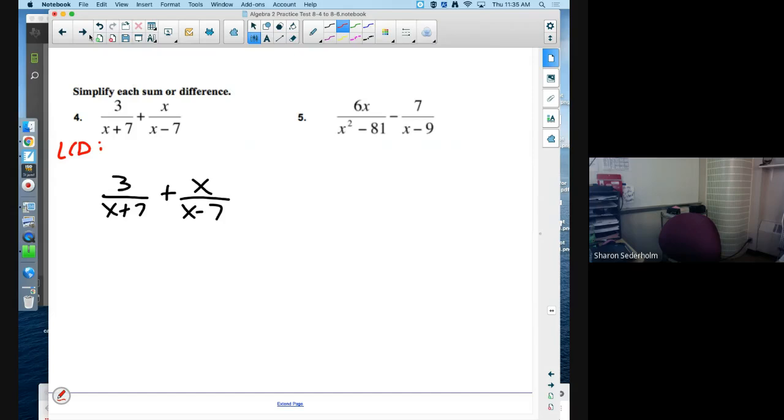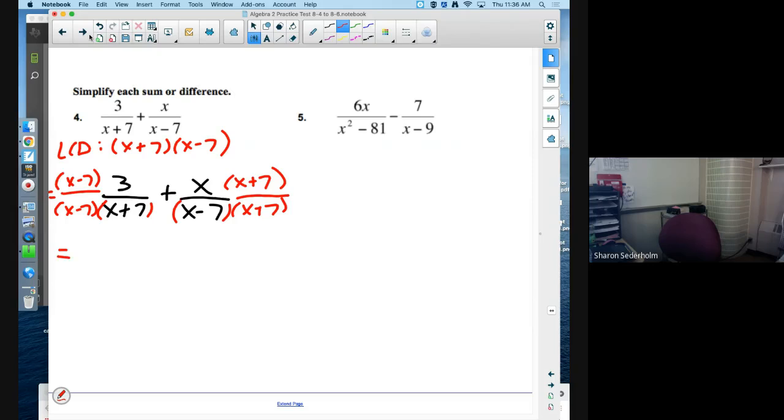Yep, because everything has to be there and to its highest power. And they're both just first power. So now we look at our denominators and we realize they're missing something. This one needs the x minus 7 on the top and the bottom. And this one needs the x plus 7 on the top and the bottom. And if it drives you bonkers that they don't have parentheses around the x plus 7 and x minus 7, put them on yourself.